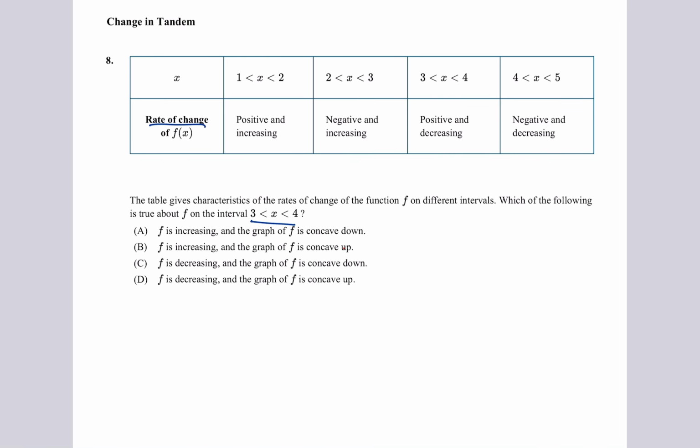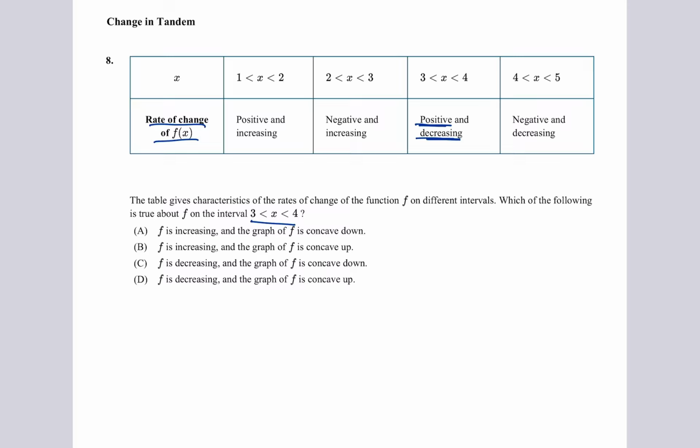Well, if the rate of change is positive and decreasing, so what does this tell us? It tells us that the rate of change is positive and decreasing. In this case, a decreasing rate of change means that the concavity is downwards.